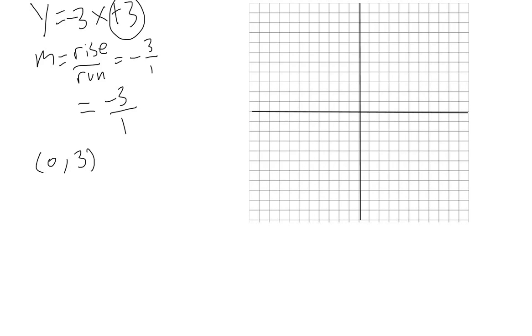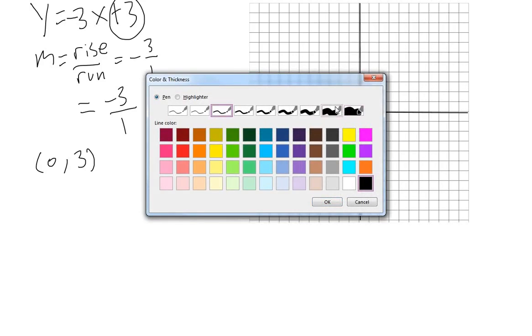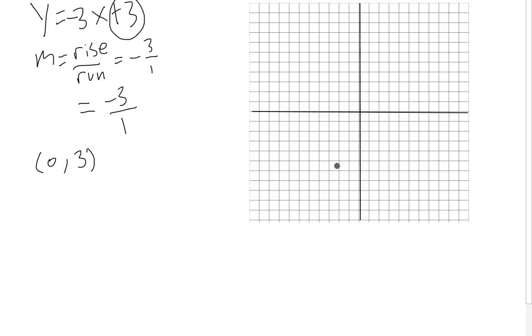I want to, again, go by ones. So let me make a little bit of a thicker dot. This time I'm going to start at positive 3. Start at the point 0, 3 on the y-axis. But now my slope is negative 3 over 1. That's telling me that from this point I have to rise negative 3. Rising negative 3 means to go down 1, 2, 3 steps and then to run positive 1.